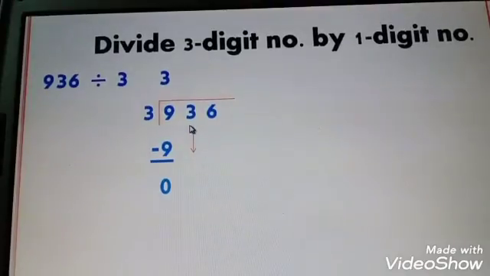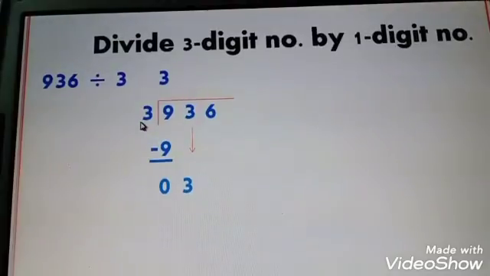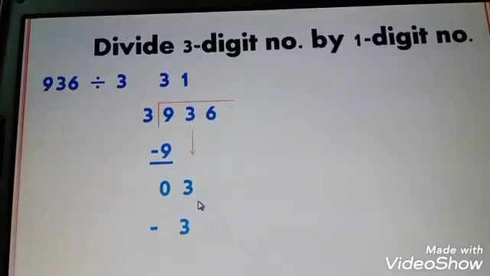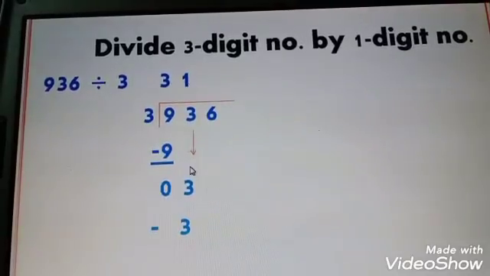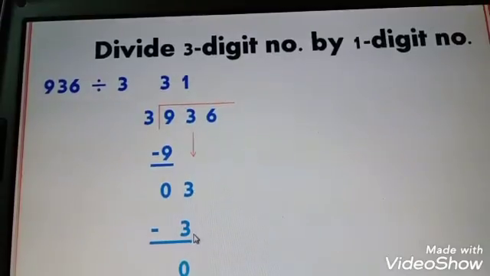Then copy 3 with 0. Now in the table of 3, 3 comes how many times? 1 time. So what do you write? 3, 1 are 3, and then subtract. 3 minus 3 is 0.